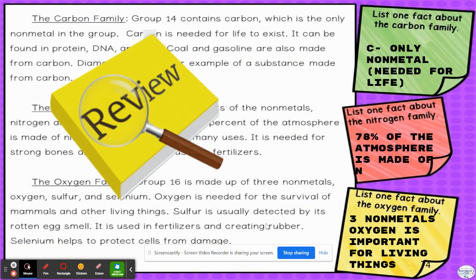List one fact about the carbon family. I said it's the only nonmetal and it's needed for life. List one fact about the nitrogen family, and I said 78% of the atmosphere is made of nitrogen. And about the oxygen family, I said 3 nonmetals. Oxygen is important for living things.